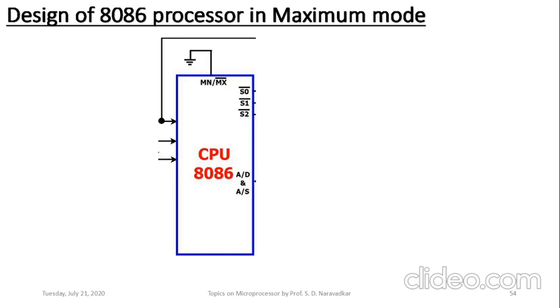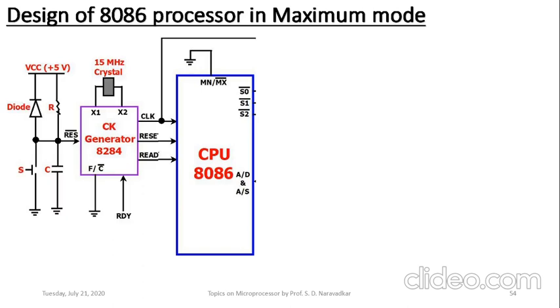To the extreme left of that clock generator 8284 is a power on reset circuit, which I have already explained earlier. It means that there is nothing special in this particular design. All the components which we have studied in detail earlier, we are going to integrate them together.